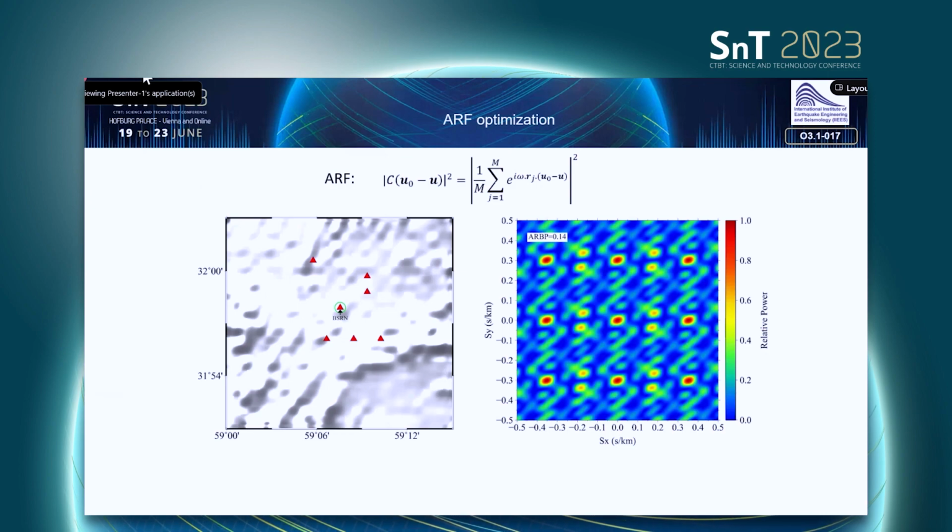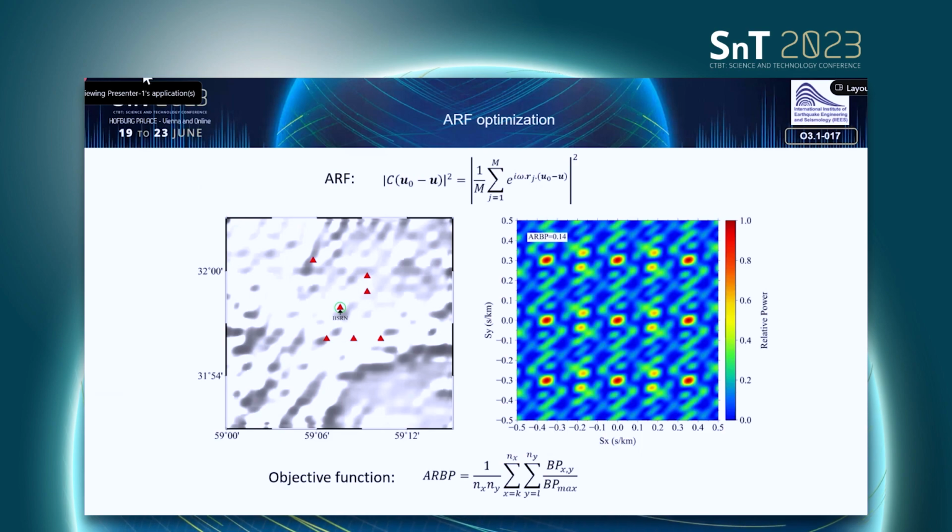As you may notice, our randomly generated array shows a bad ARF. It's very spiky, and it's too far from representing the ARF of the ideal array, which should show the Dirac pulse. So we have to modify the position of the sensors to achieve a better model. For doing that, we have defined an objective function, which is the average value of the beam power across the slowness domain.